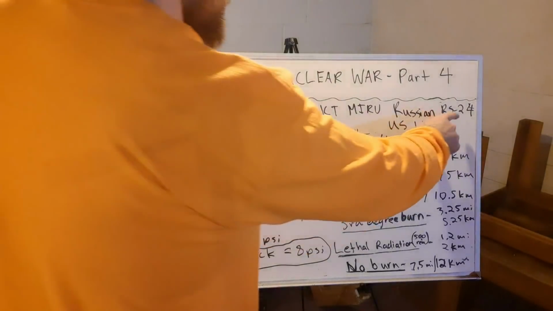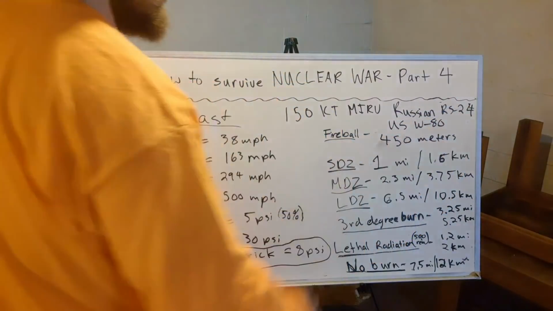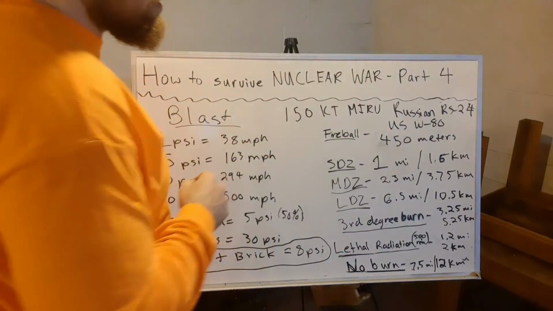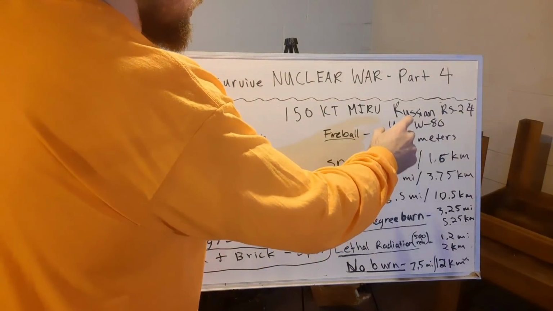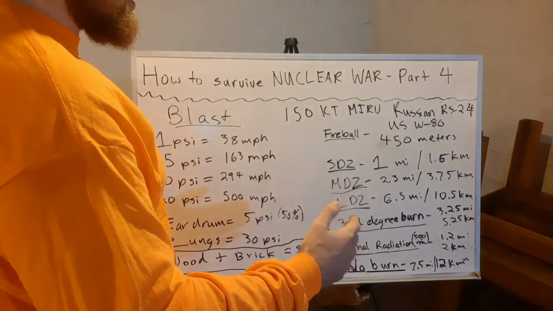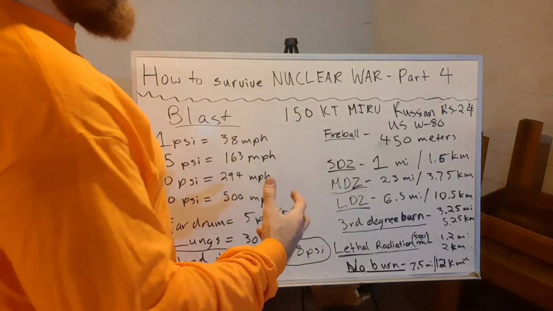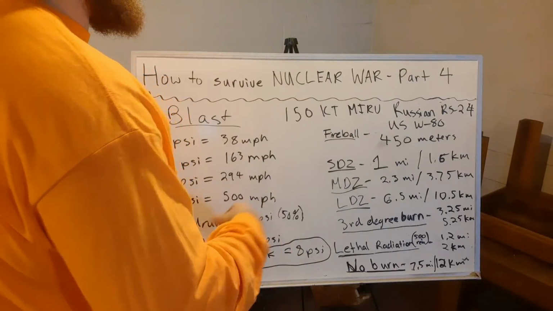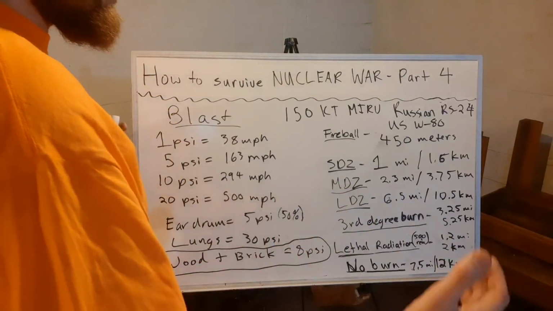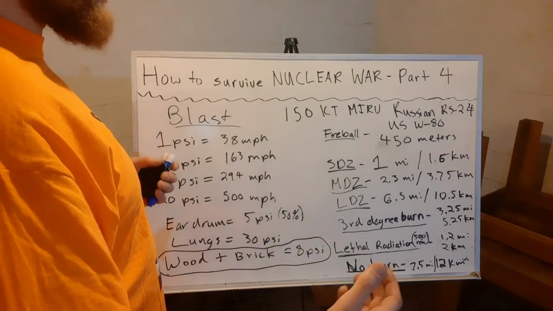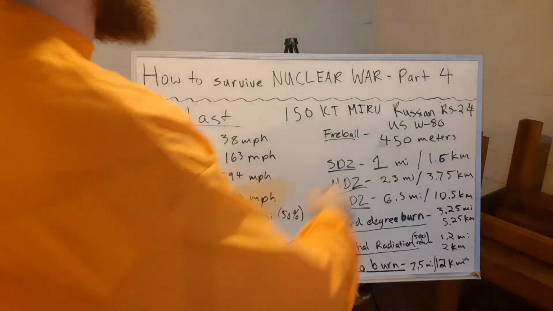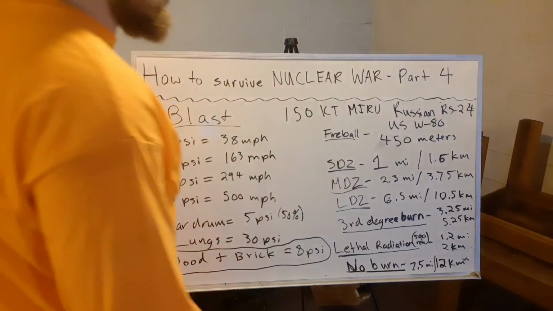So these are deployed on the Russian RS-24 Sarmat and the US W-80. The fireball is now only 450 meters, or 1 kilometer across, or basically half a mile across, okay? So that's a very small fireball now, compared to the Status 6 and the Dongfeng. Those were several miles. The fireball was 8 miles across for the Status 6, okay? The whole island of Manhattan would be completely incinerated. But now we're talking about a fireball that's only half a mile across.